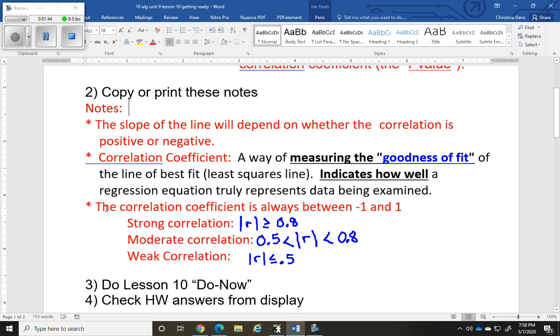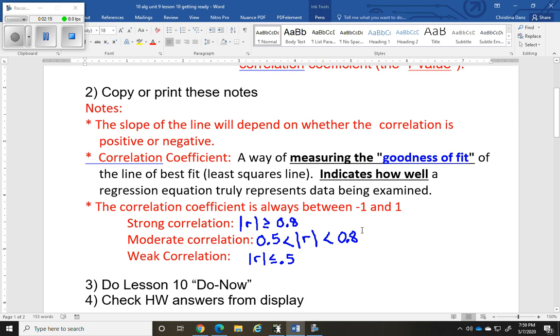And some things that you need to know is that the correlation coefficient, which we sometimes call the R value, is always between -1 and 1. -1 means that it's slanting downward. It has a negative correlation. That's perfect. A +1 means it's slanting upward and it has a correlation that is positive and is perfect. So anywhere in between there is the correlation coefficient.